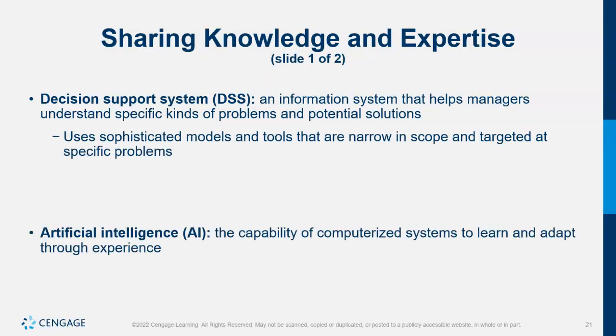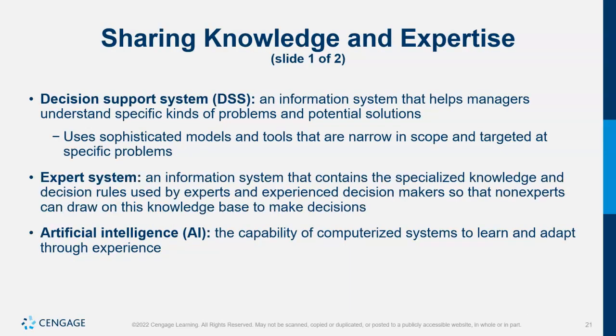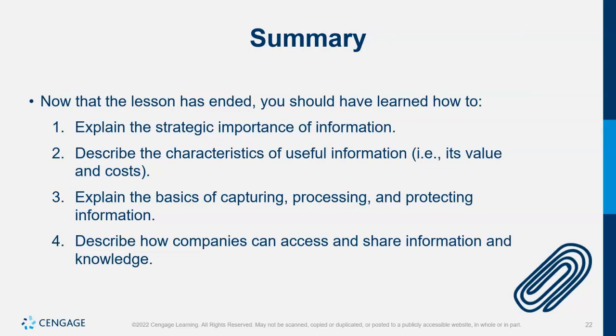We also can share knowledge using software within the company. So this can be done with decision support systems. This helps managers understand problems and potential solutions. It uses models to do this. An expert system is an information system that has specialized knowledge and decision rules and then is used by experts and decision makers to make decisions. And then artificial intelligence is when the computerized system learns and adapts through experience and then is able to help make decisions as well. And so that's just a really brief chapter 17.